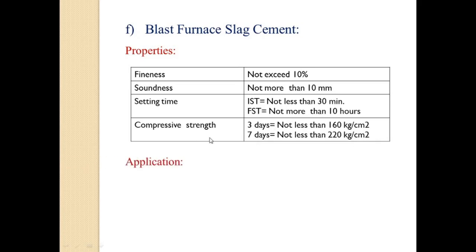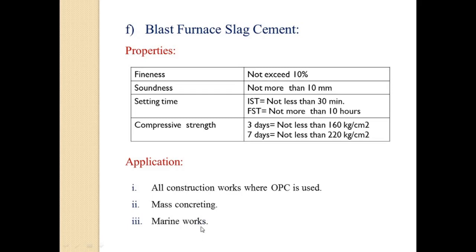Where are we using this blast furnace slag cement? For all construction where we use OPC, or we can say as a substitute of OPC, we are using blast furnace slag cement. Then mass concreting structures, because it produces a low heat of hydration, we are using it for mass concreting work also. Then marine works, because it resists sulfate attack, so we are using it for marine works also.